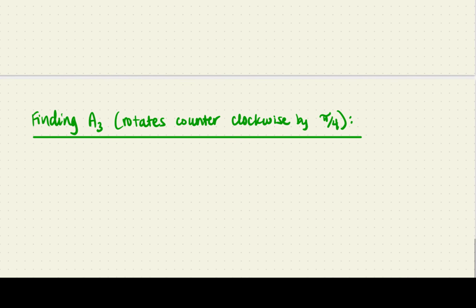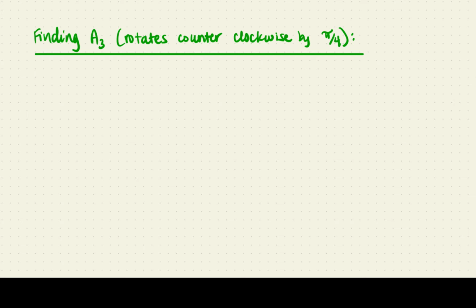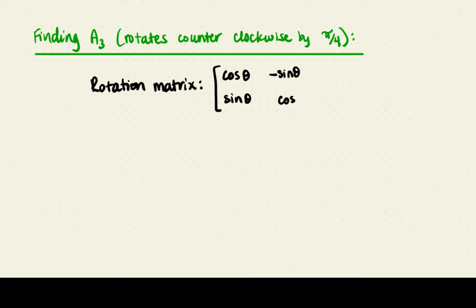Let's go ahead and figure out what A3 should be. There are 2 ways you can approach this problem. You can do what we did in the last 2 examples and try to figure out where E1 and E2 end up. Or we can use the rotation matrix that we derived in class. The rotation matrix is given by cosine theta, sine theta in the first column, minus sine theta, cosine theta in the second column. And this is a counterclockwise rotation by an angle theta.